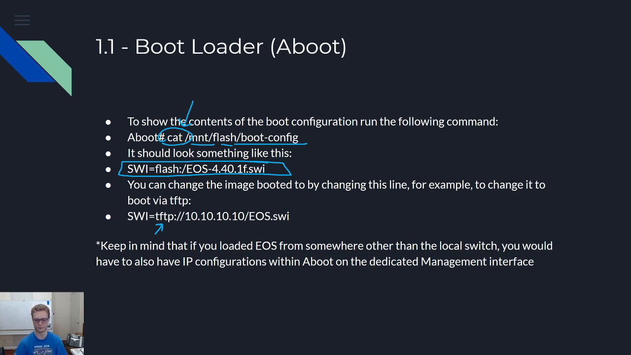Obviously my switches need to have a local EOS on them if I want them to work in that situation. So if your EOS is somewhere other than the local switch, you want to have your IP configuration within Aboot, whether that's DHCP or manual. Usually on production switches, we're going to have manual IP set, and you want to have that on your dedicated management interface, that's the only interface you can use for Aboot. So whether it's DHCP or static, it needs to be set on that interface there.